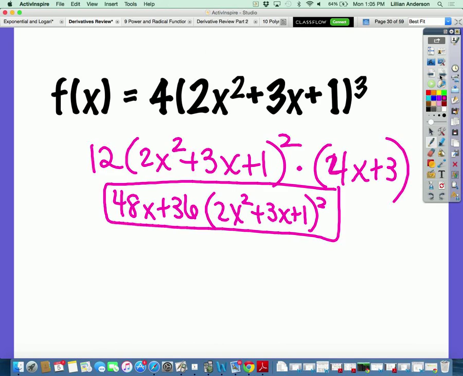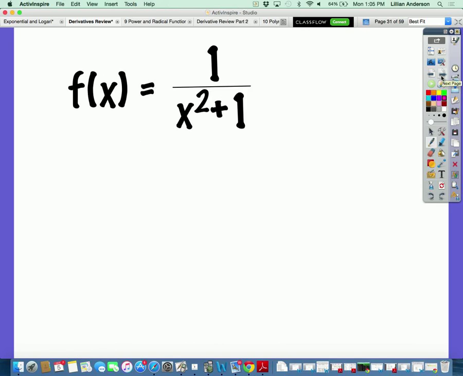Alright, they're gonna get a little more challenging now. This can be rewritten as x squared plus 1 raised to the negative 1. This is not the same as 1 over x, okay? So be cautious of that.